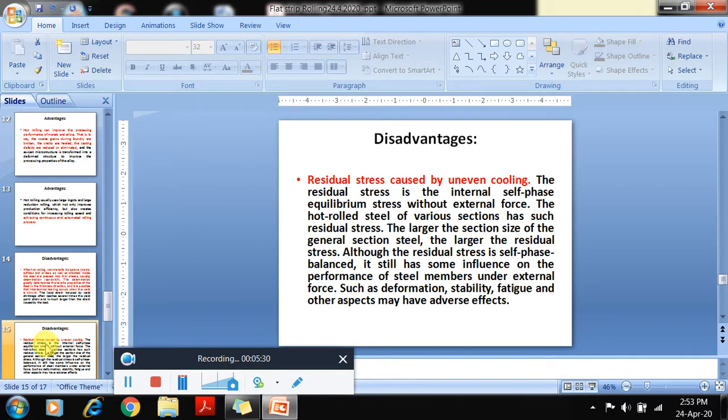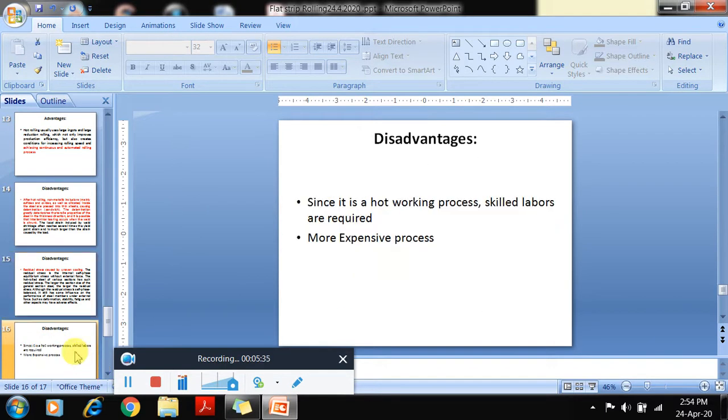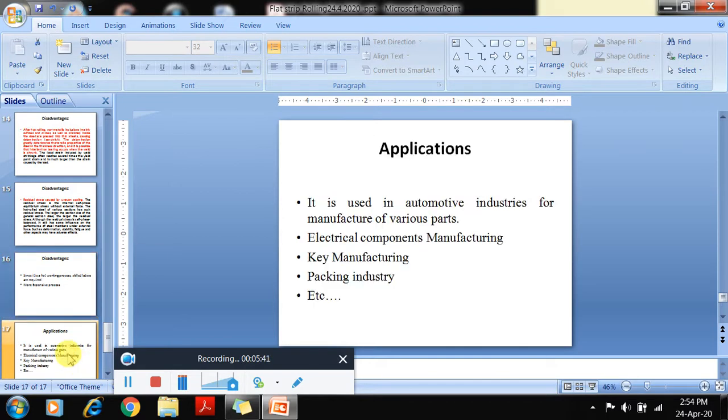Residual stress caused by uneven cooling. Since it is a hot working process, skilled laborers are required. More expensive process. Applications: it is used in automotive industry for manufacture of various parts, electrical components manufacturing industry, key manufacturing, packing industry, etc.